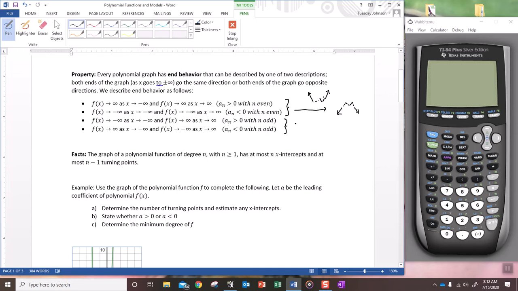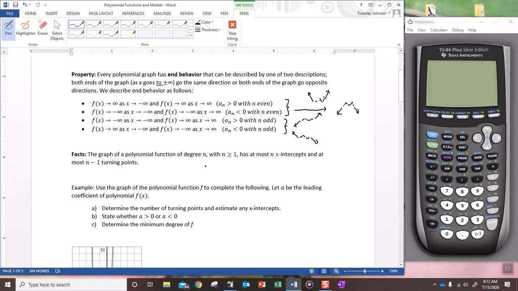F of x approaches negative infinity as x approaches negative infinity. Some kind of something's going on. And then we finish by going up. And last but not least, we could finish by going down. If I was in class, I'd be showing you part of the mathematician's dance.